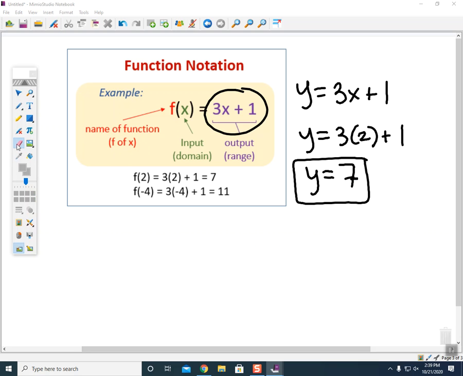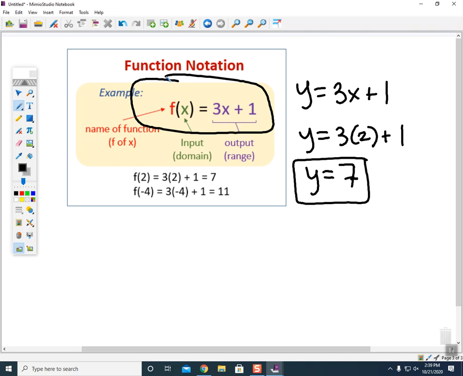So, I'm going to erase this circle that I made for myself here. I have this function in function notation right here. And the way that I say this, I'm going to write it out here, is I say f of x equals 3x plus 1. So the way that I say this is f of x is 3x plus 1.